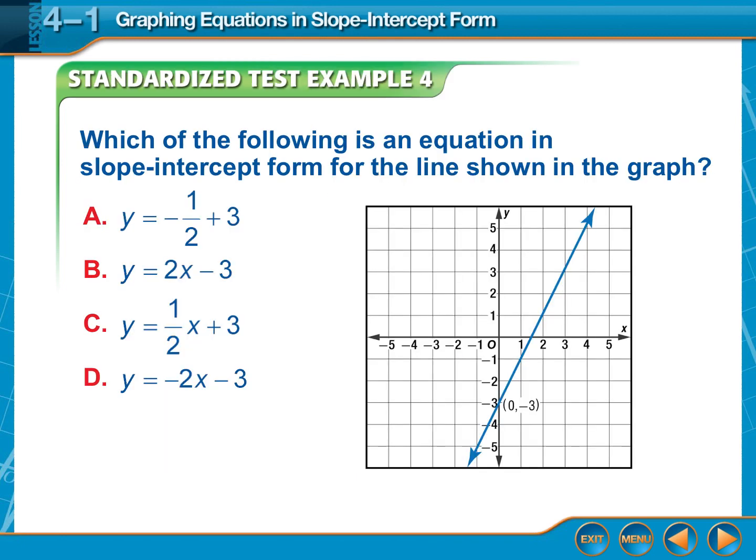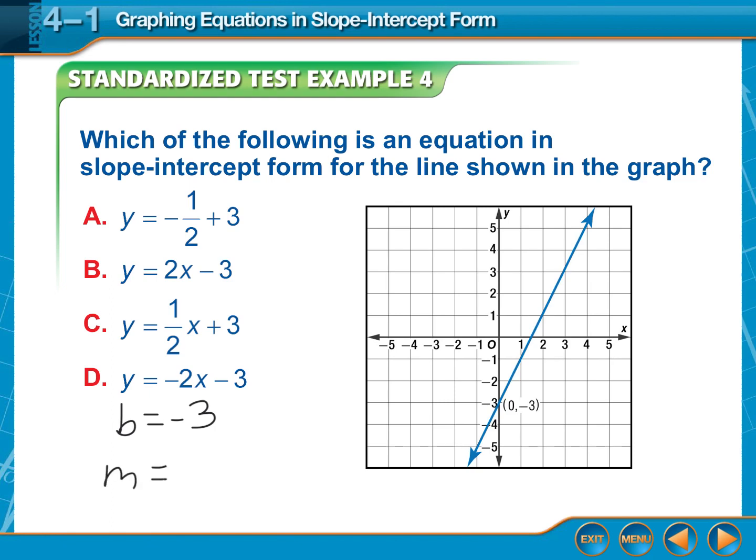Okay, now we're going to be working a little bit backwards. It's going to give us the graph, and we have to decide what the equation is. So what's a good place to start? The intercept, right? What is the intercept on the graph? Negative 3. So b equals negative 3. Okay, now what do we need to find? The slope, right? We're missing the slope.